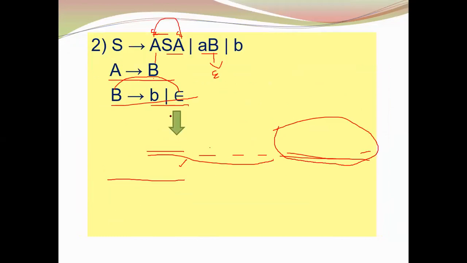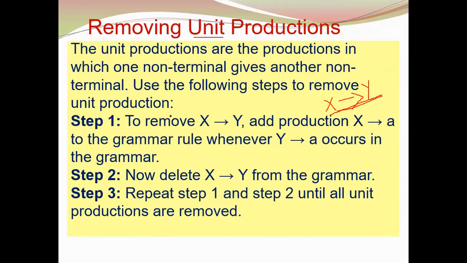And the third one, removing unit production. A unit production is nothing but a non-terminal deriving another single non-terminal. Left side and right side both have a single non-terminal, then we say that is a unit production. How can we remove the unit production? We can substitute the productions for the right side variable.